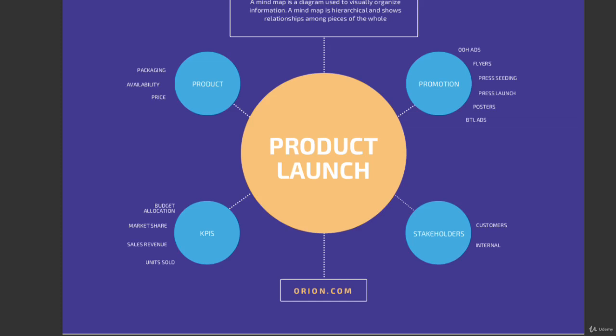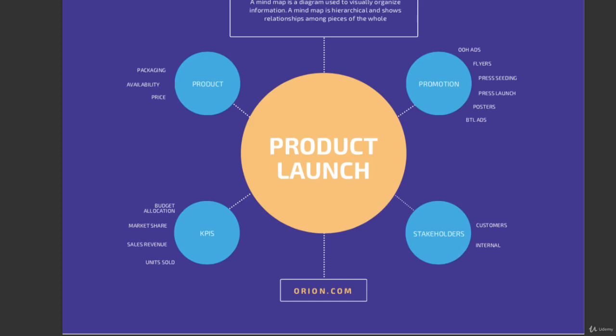Stakeholders, the customers and internals that are related to the product launching, and all the promotions that you have to run. You need to do advertisings, maybe flyers, press seating, press lunch, posters, BTL ads, everything that you need to do proper promotions. So what happened here is that you went from, okay, I want to launch a product, and you don't even know how to launch a product, and that's where mind mapping started. You said, I want to launch a product, I want to put a product out on the market. This is where it started.